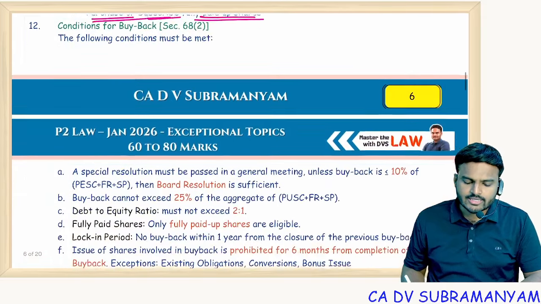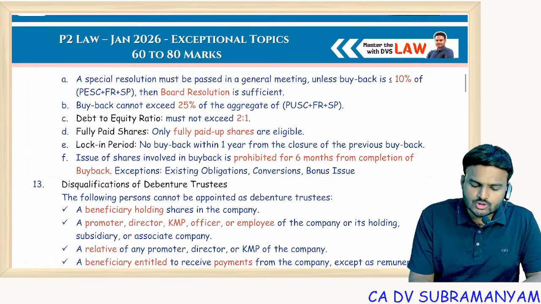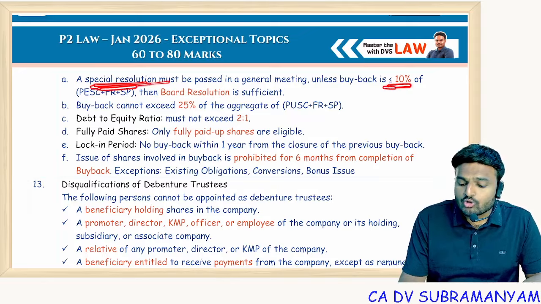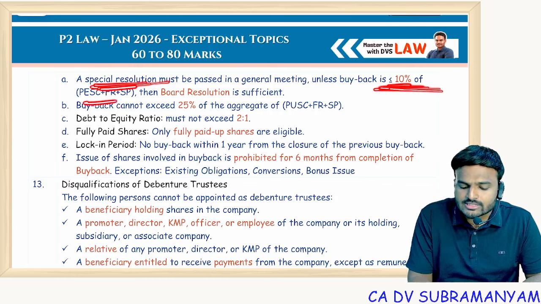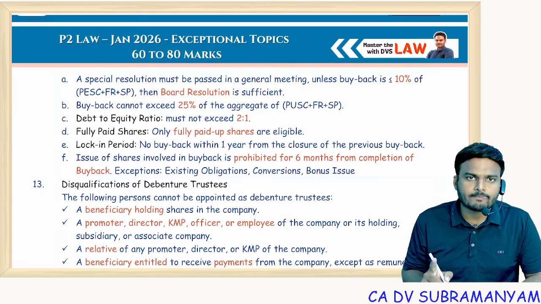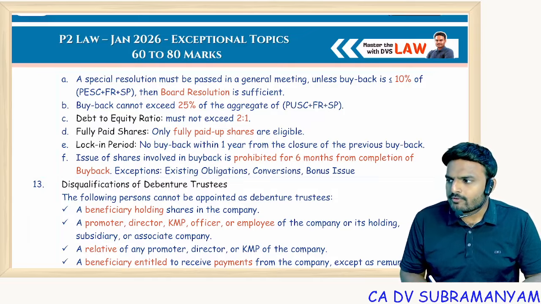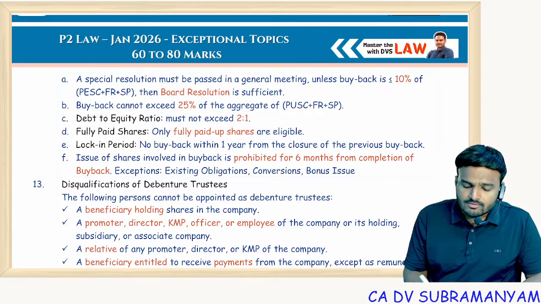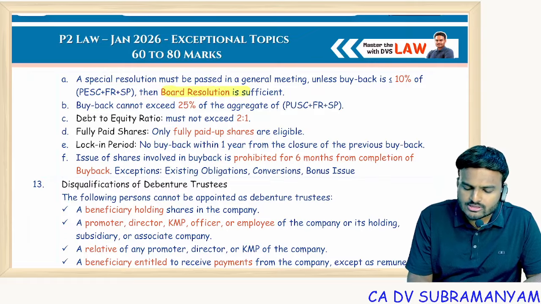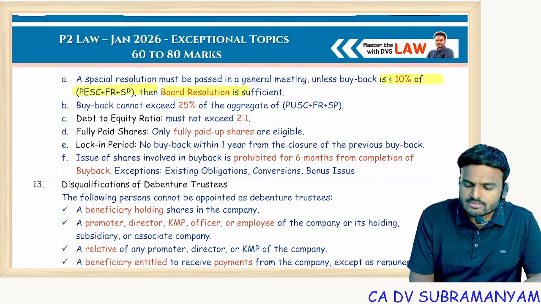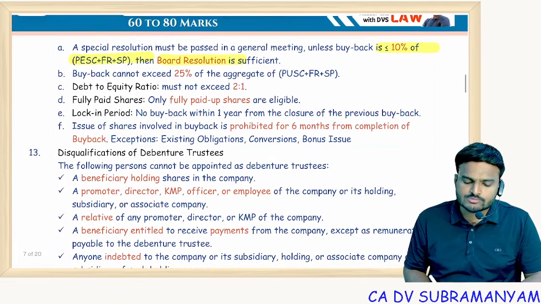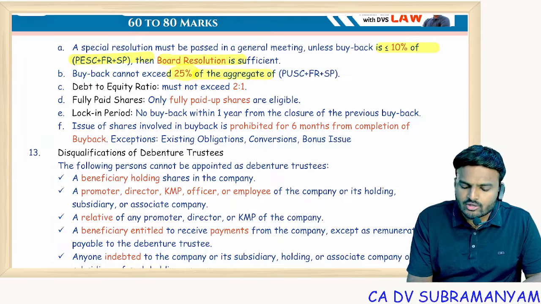Next one, conditions for buyback. A special resolution is required if the amount in buyback is greater than 10% of paid up share capital plus free reserves plus securities premium. If the amount for buyback is within the limit of 10%, a board resolution is enough. Remember these limits, very important. Board resolution is enough if your amount to be invested in buyback is less than or equal to 10% of paid up capital plus free reserves plus securities premium. Maximum buyback in a year cannot exceed 25%.